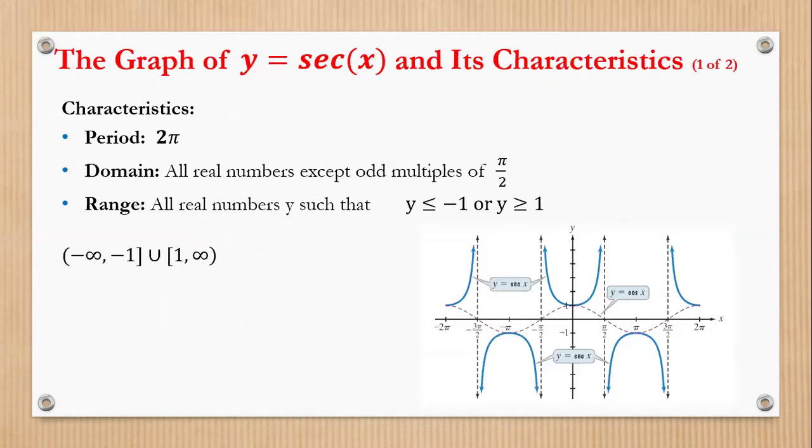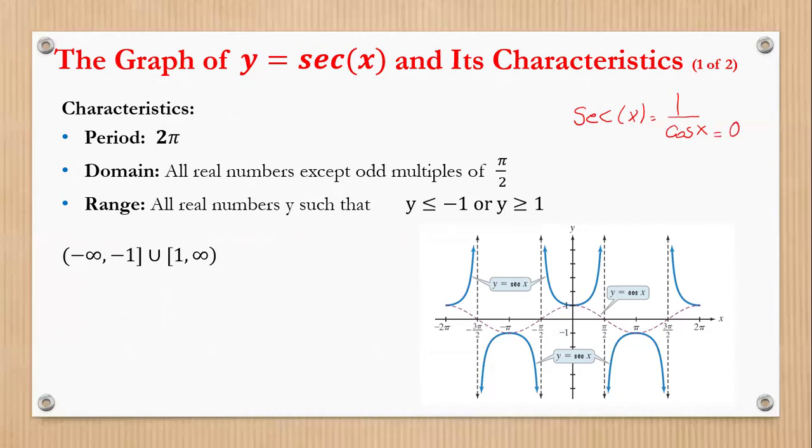We have similar characteristics for the secant function. The period of the secant function is also 2 pi, because the secant is always 1 over cosine, and since the period of the cosine is 2 pi, the period of secant is also 2 pi. To find the domain, we say all the numbers except the numbers that make the denominator 0. And since secant is 1 over cosine, what number makes cosine 0?